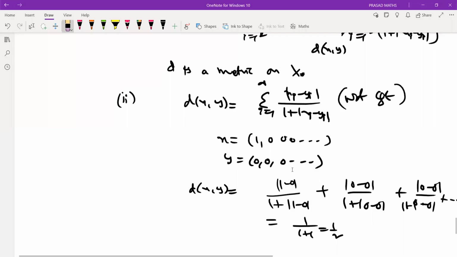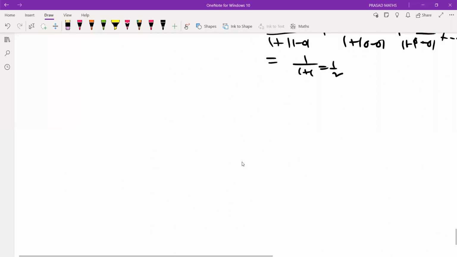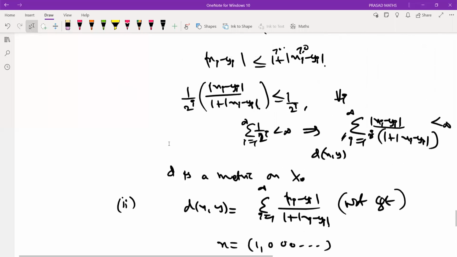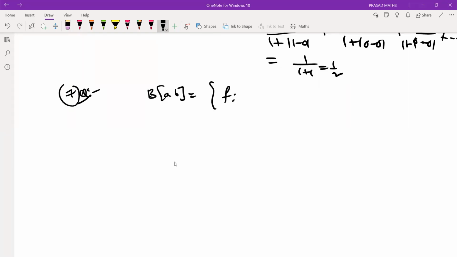Right? So this is about sequences. Next, functional spaces. Next is what? This is 7th. Functional spaces means the space of all continuous functions, the space of all bounded functions, a real world function which is bounded. So can you give a metric? Yes.